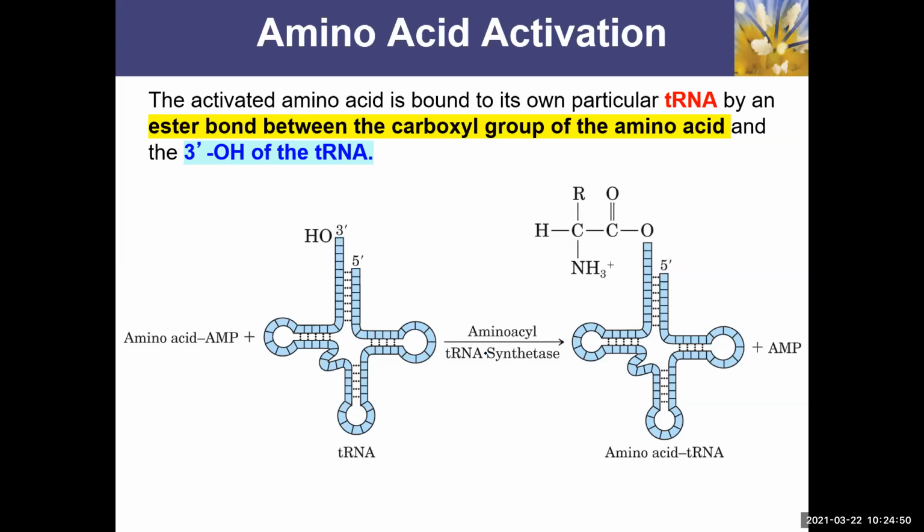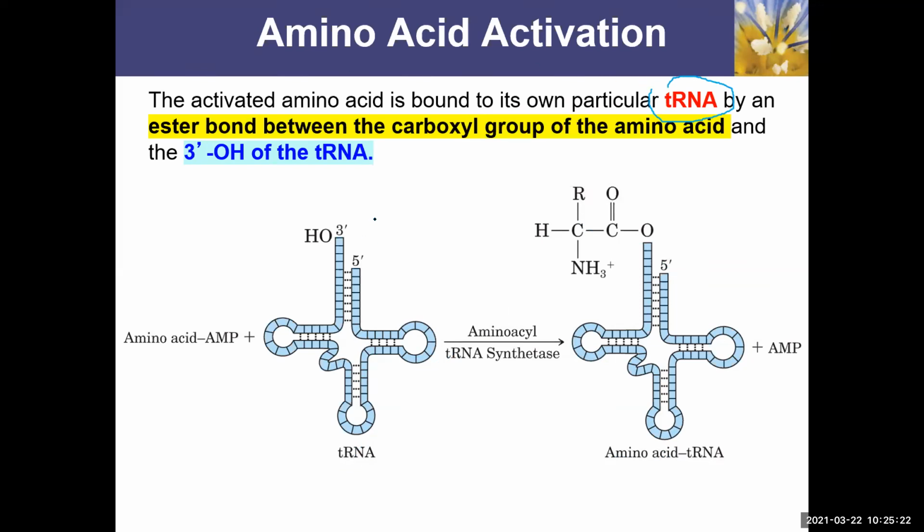Now, a second step is the charging of the tRNA. What is the charging of the tRNA? The amino acid which has been activated will go and bind to its particular tRNA, because we said that we have 20 amino acids. We might have 40 to 50 tRNAs, and we also said that we have a specific enzyme for that. We spoke about that aminoacyl tRNA synthetase, if you remember, right? Earlier I explained that to you.